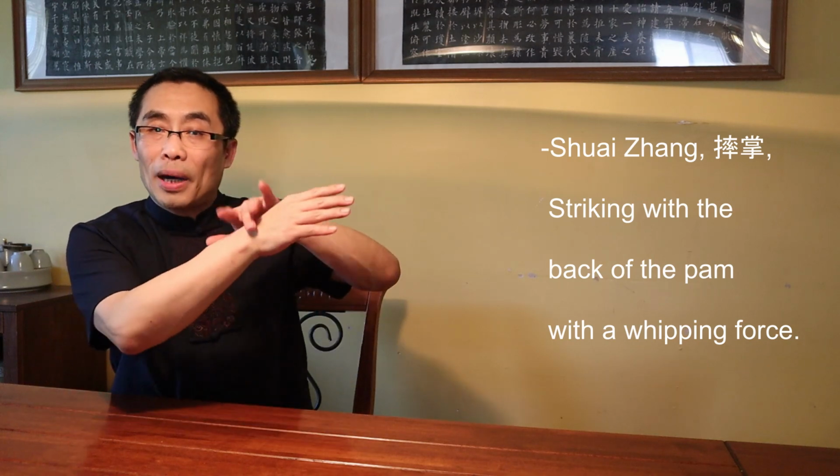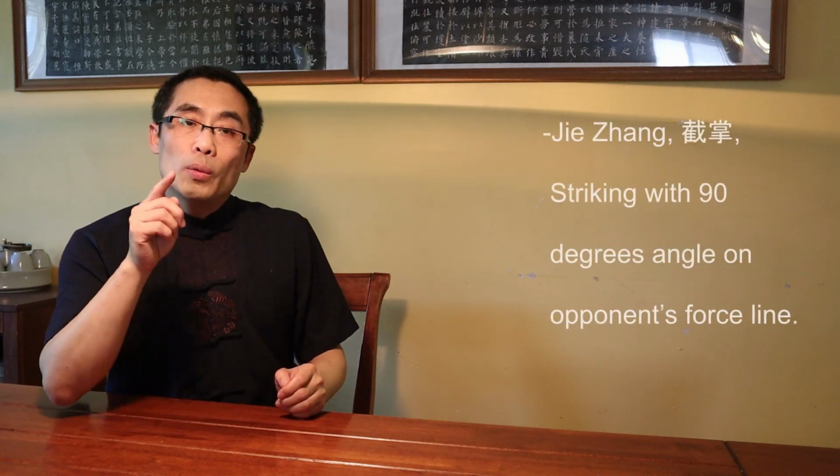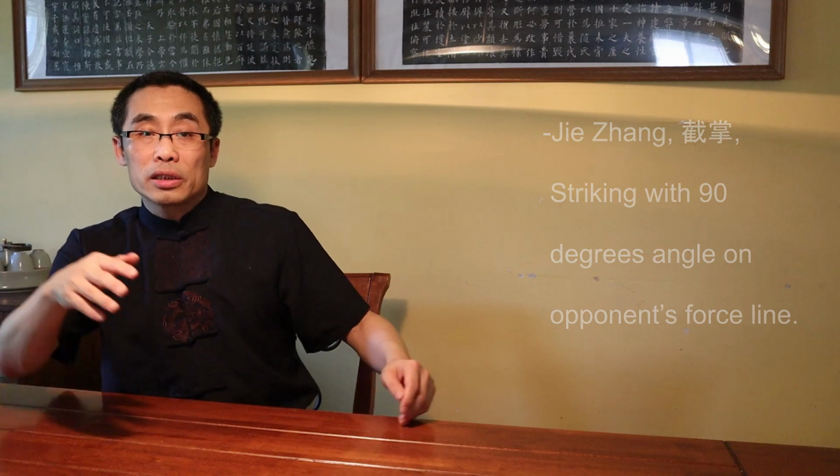切掌, striking with the hypothenar downward, like this. 踏掌, striking with the heel of the palm while the fingers point sideways. 探掌, extending the palm forward and striking with the fingers. 摔掌, striking with the back of the palm with a whipping force. 挑掌, striking upward with the heel of the palm. 截掌, striking at a 90-degree angle on the opponent's fourth line.